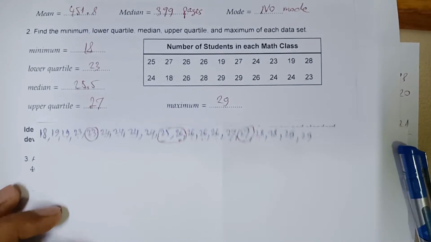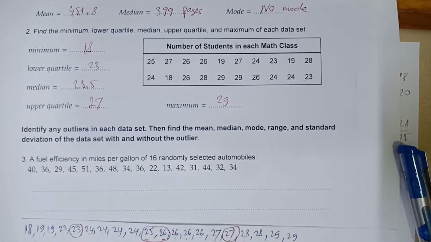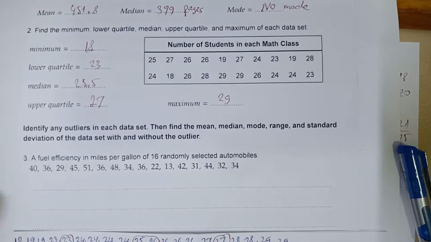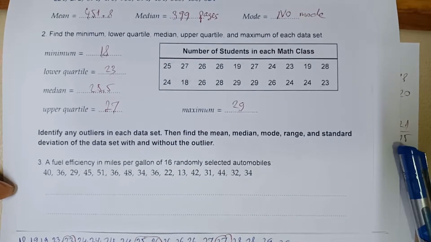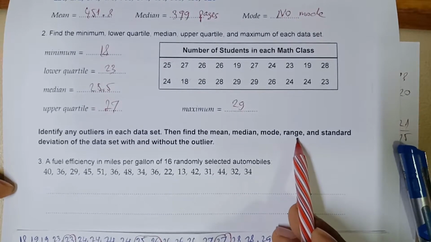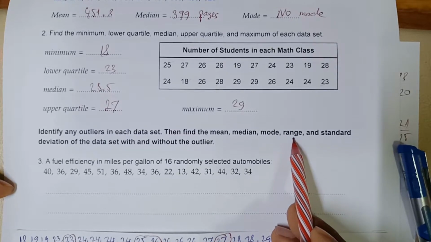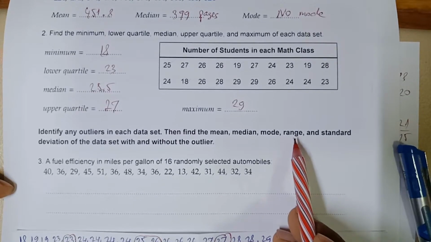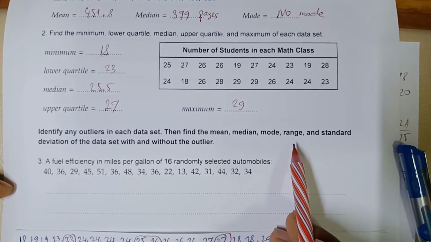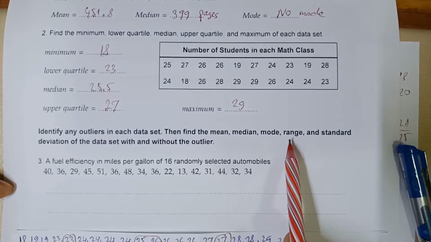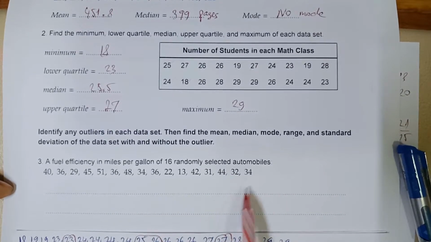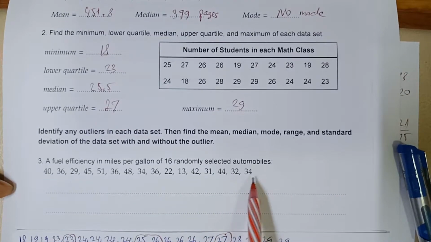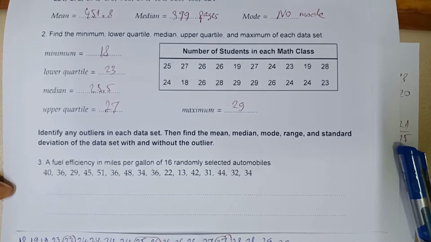Let's go down to the last section in this lesson, which is to identify any outliers in the data set if there are any, then find mean, median, mode, range. All this we have now. We have range, the word range. To find range, you get the biggest number minus the smallest number. Let me repeat. To get range, you get the biggest number minus the smallest number. You can find the numbers here. Which one is the biggest, which one is smallest, and you have your range.